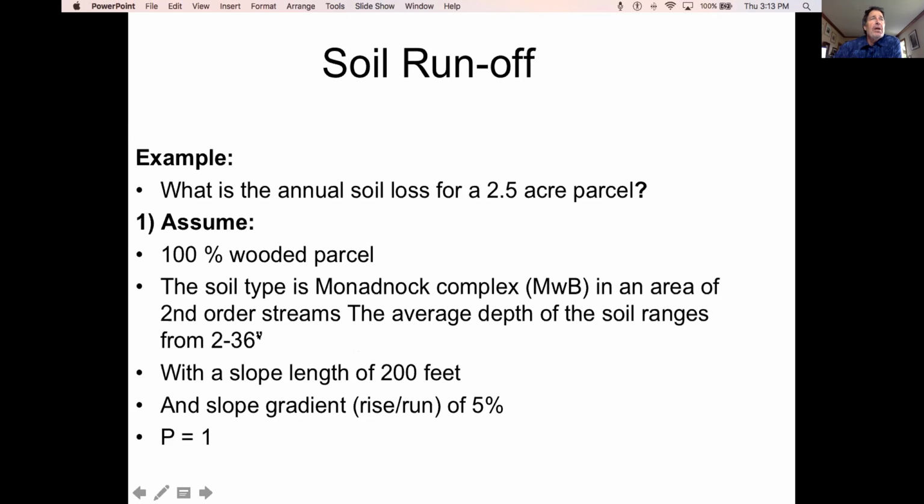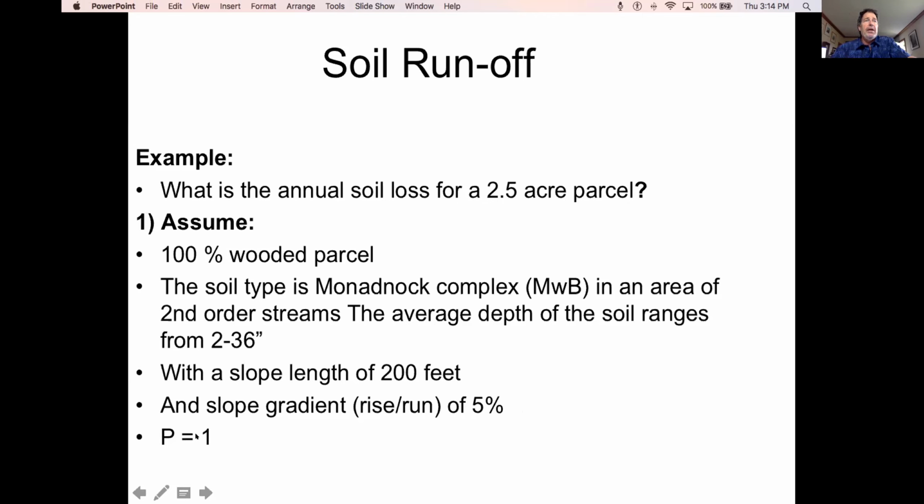The average depth of the soil ranges from 2 to 36 inches, and within that range, you have an A, B, and C horizon. The slope length is 200 feet, and the slope gradient, rise over run, is 5%. So all this should make sense to you now that you've done your morphometry on your own watersheds, right?